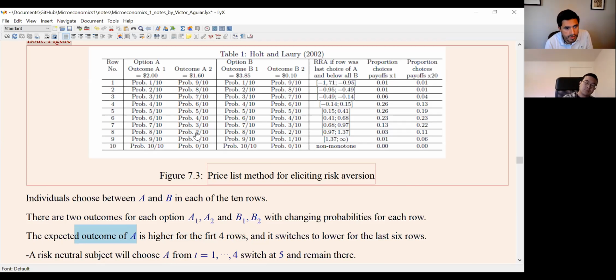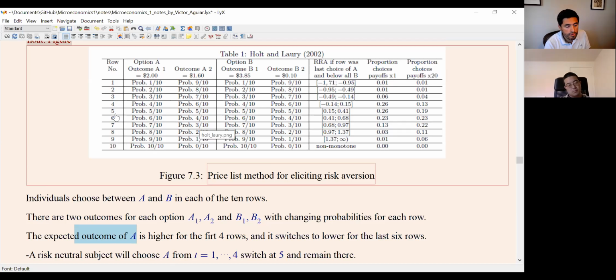So for the risk neutral individual, we now have a benchmark. Now, if I want to classify people into risk averse and risk loving, I'll just have to check this threshold. If you're risk averse, you're going to switch way before 4, right? For instance, you may switch at 3, or at 2, or you may even go to B from row 1, depending on your intensity of risk aversion. So the quicker you switch, the more risk averse you are.